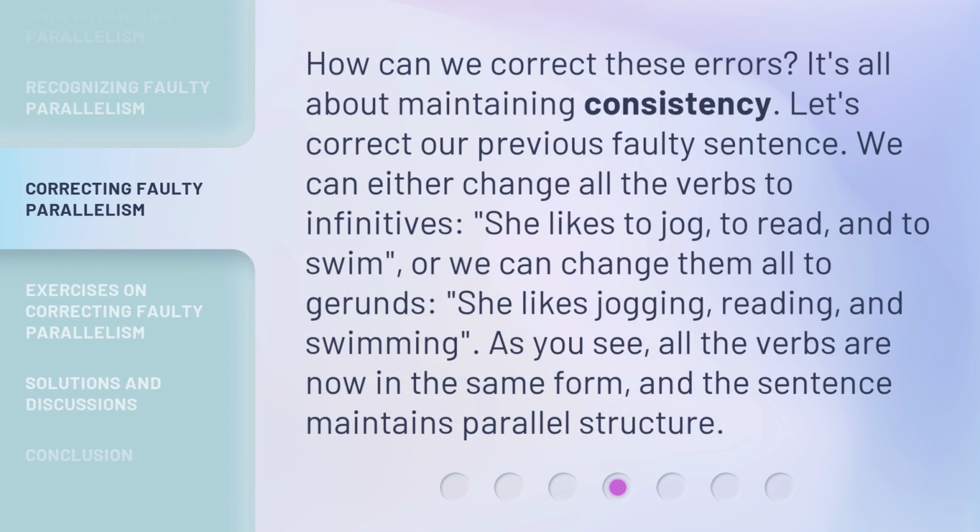How can we correct these errors? It's all about maintaining consistency. Let's correct our previous faulty sentence. We can either change all the verbs to infinitives. She likes to jog, to read, and to swim. Or we can change them all to gerunds. She likes jogging, reading, and swimming. As you see, all the verbs are now in the same form, and the sentence maintains parallel structure.